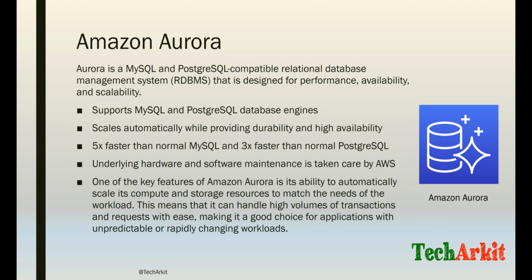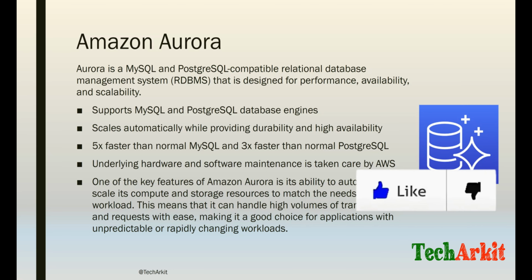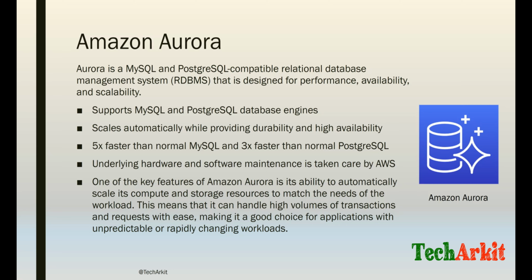One of the key features of Amazon Aurora is the ability to automatically scale its compute and storage resources to match the needs of the workload. So however much workload you put, that much Aurora will grow automatically, so you don't need to bother about that. So that's the major feature of your Aurora database. This means it can handle high volumes of transactions and requests with ease, making it a good choice for applications with unpredictable and rapidly changing workloads.